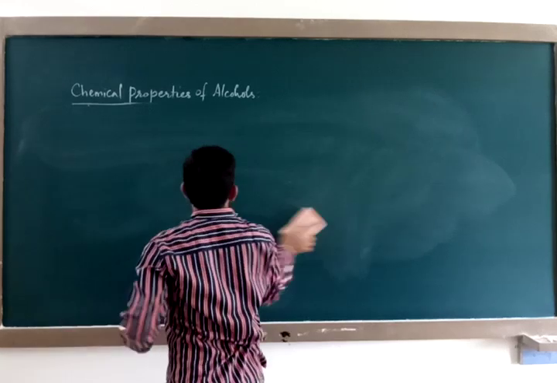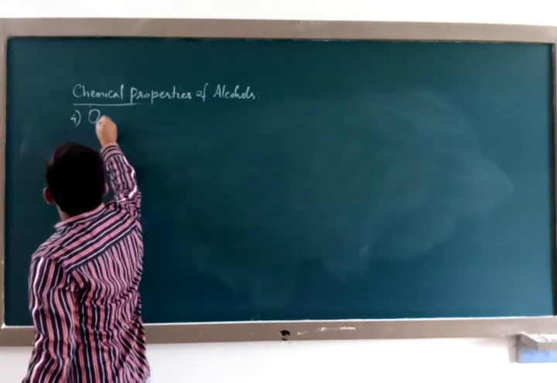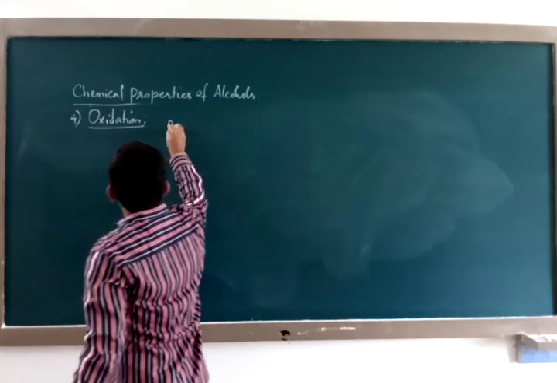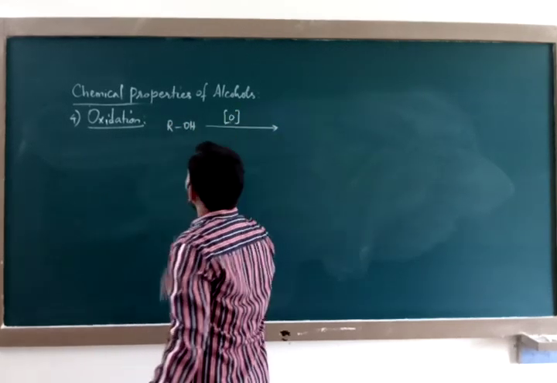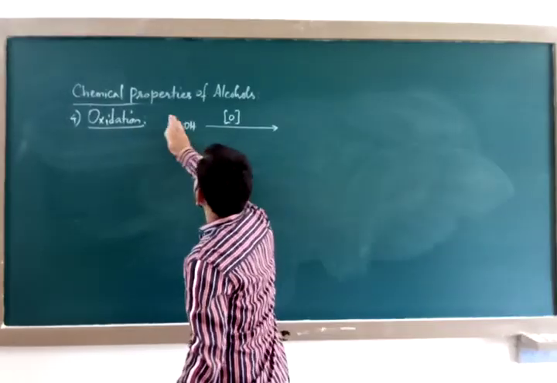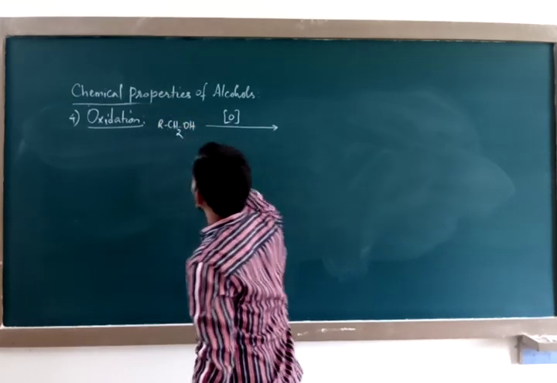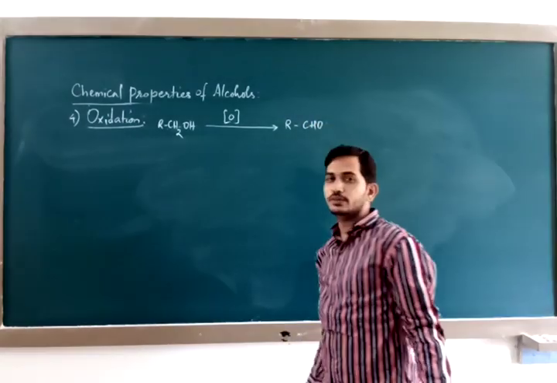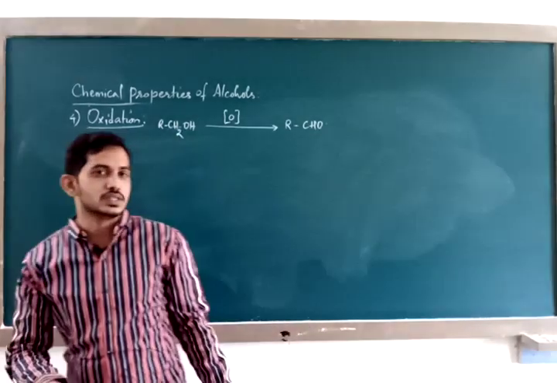So then the fourth set of reaction is oxidation. An alcohol upon oxidation will give you an aldehyde. It will give you an aldehyde. Oxidation is nothing but addition of oxygen.